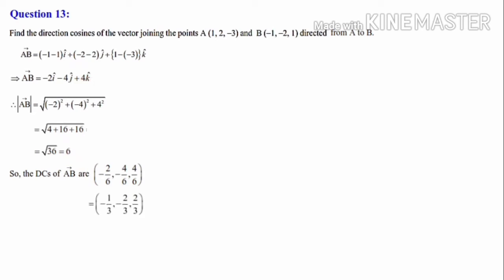Let's simplify it. Here 2 cancels, so we get minus 1 divided by 3. Here also 2 can be cancelled, so we will get minus 2 divided by 3, and 4 by 6, if you cancel 2, we will get 2 divided by 3. So the DCs are minus 1 by 3, minus 2 by 3 and plus 2 by 3.